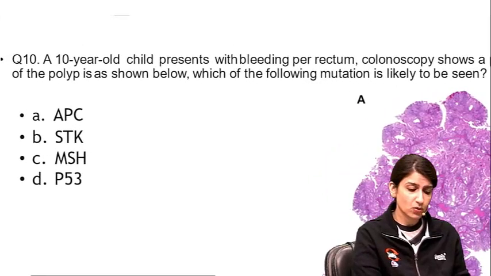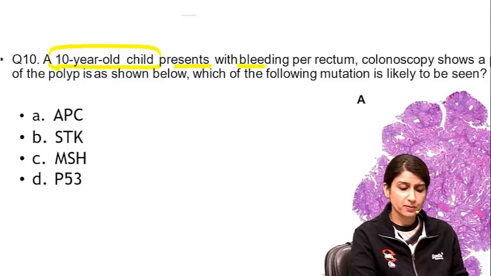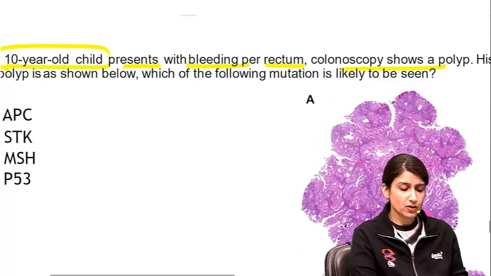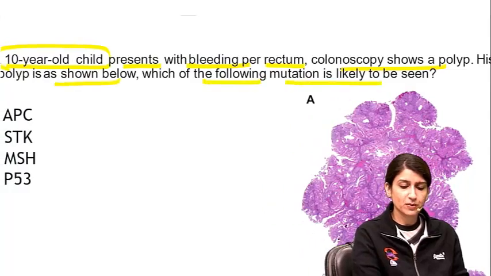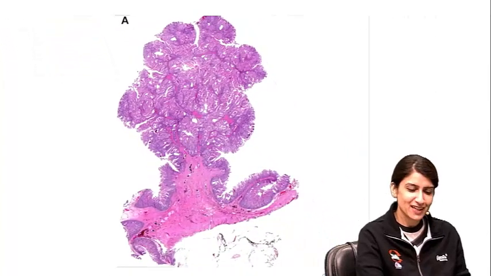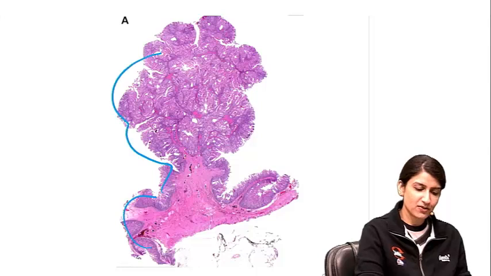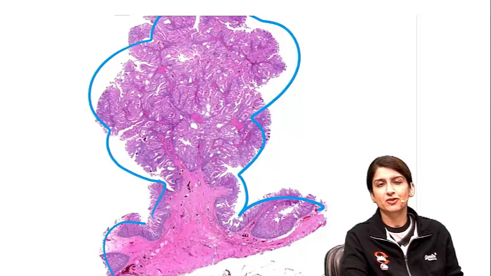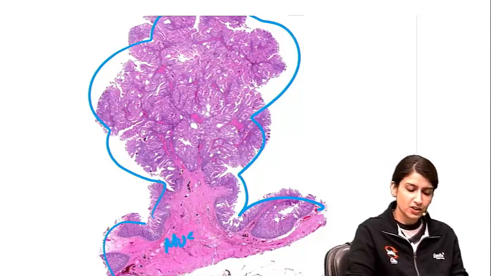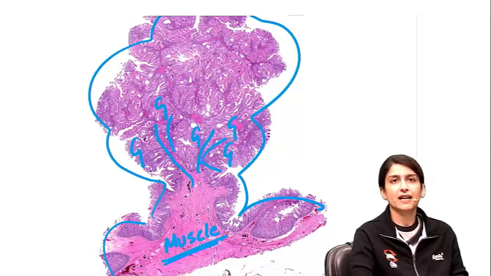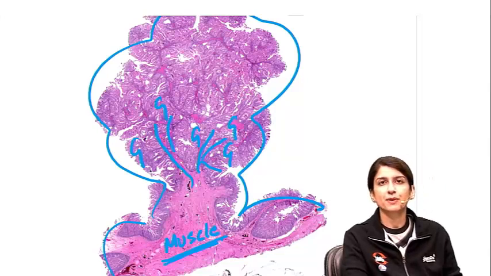A 10-year-old child presents with bleeding per rectum. Colonoscopy shows a polyp and histology is shown below. Which of the following mutation is likely to be seen? फोटो देखिए, फोटो कितनी क्लासिकल फोटो है. हाँ जी, क्या दिख रहा है? Yes, I have a arborizing pattern और Christmas tree pattern. Arborizing network का मतलब क्या होता है? You see that your muscle is trying to separate your glands. ये आपके सारे glands हैं और आपकी muscle glands को separate करने की कोशिश कर रही है.